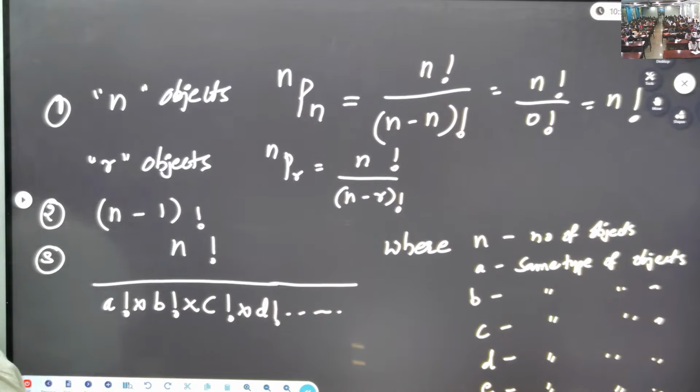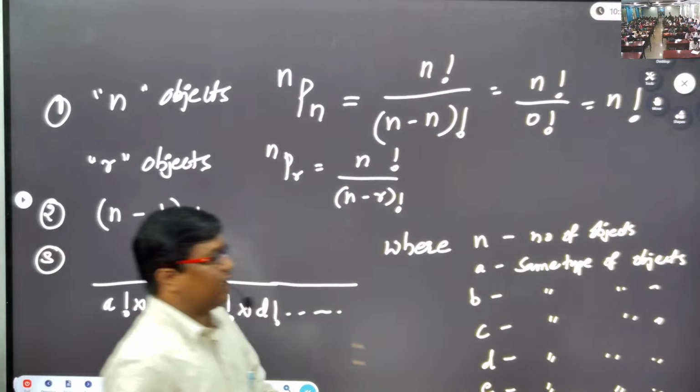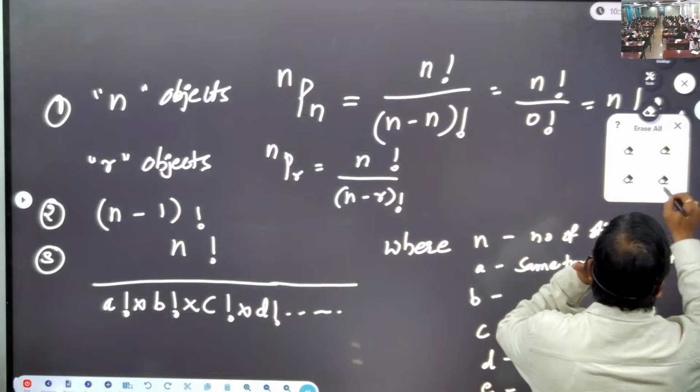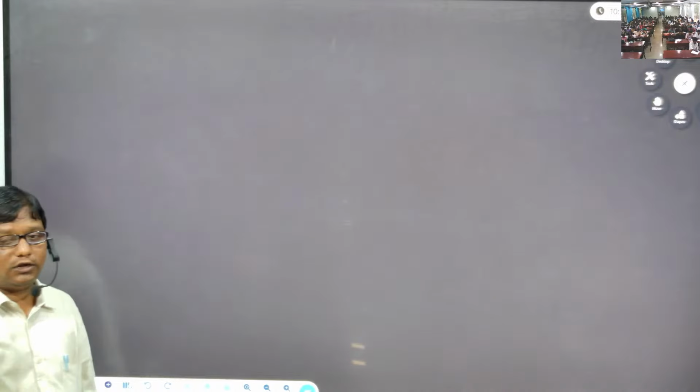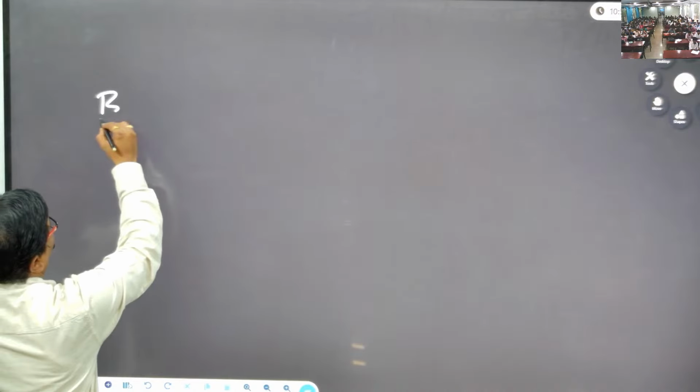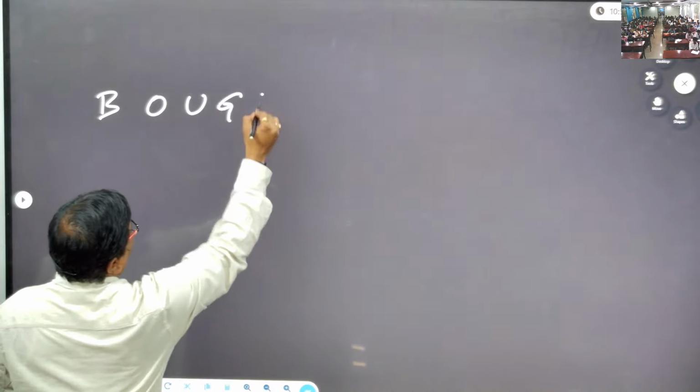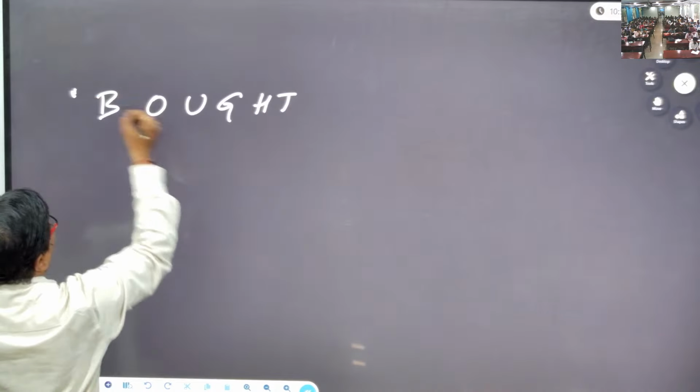First one. How many different arrangements of letters can be done in the word board?